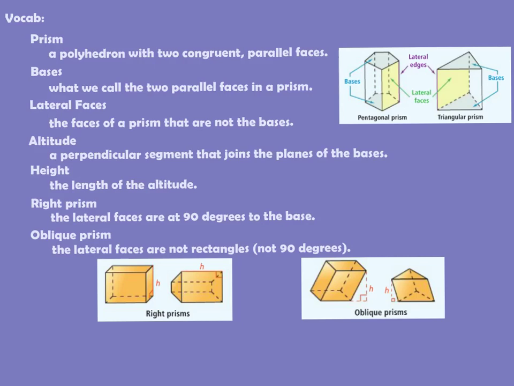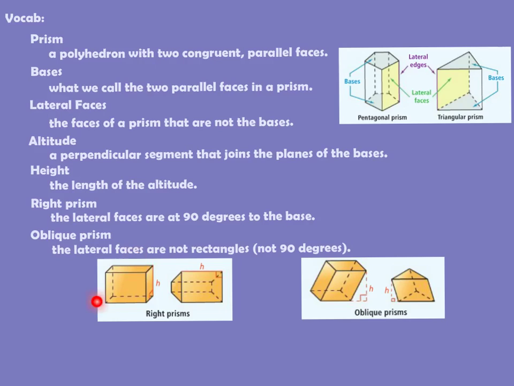The altitude is a perpendicular segment that joins the planes of the bases. So that's the height. The height is the length of the altitude. So we just have to make sure that we're looking at a perpendicular segment when we're talking about our altitude or our height. A right prism is where we have lateral faces that are at 90 degrees to the base. So it's not slanty at all. Oblique prisms are slanty. Their lateral faces are not rectangles, and I don't have 90 degrees.